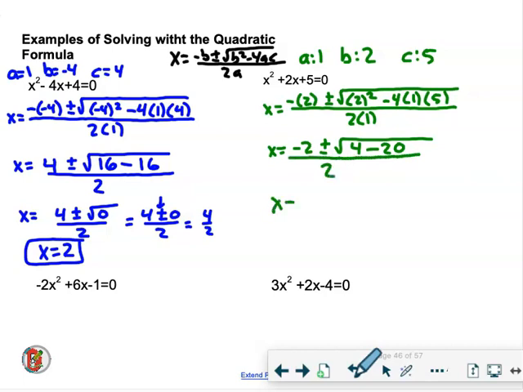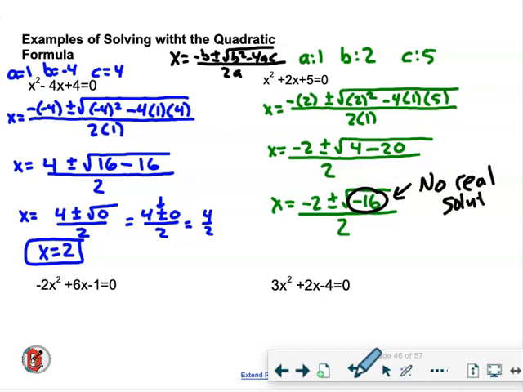And then with this one, we have x equal to -2 plus or minus the square root of -16, and that should be a red flag right away, over 2. This right here is negative, and we can't do this. Okay? This has no real solutions. So if you get a negative square root, you get to stop. You're all done, because we know that that cannot be done with real numbers. This one has no real solutions.